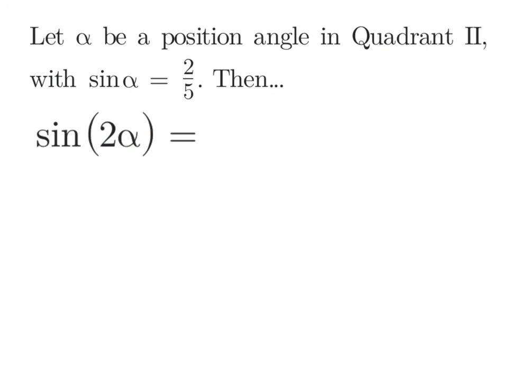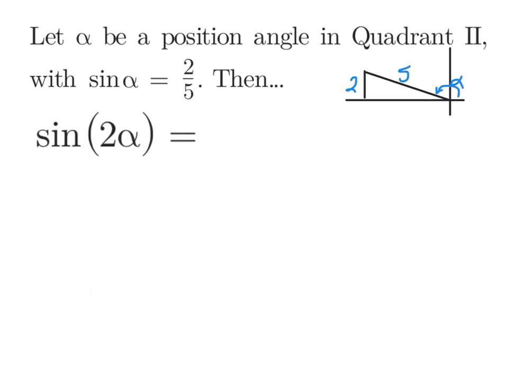Let's also simplify a couple of expressions too. So let alpha be a positive angle in quadrant 2 with sine of alpha being 2/5, and we want to simplify the sine of 2 alpha. Well, first let's visualize our angle alpha. If alpha is in the second quadrant, here's alpha, and we can use this triangle to reference what the sine and cosine and tangent and everything is. We know that sine is 2/5, which means opposite over hypotenuse.